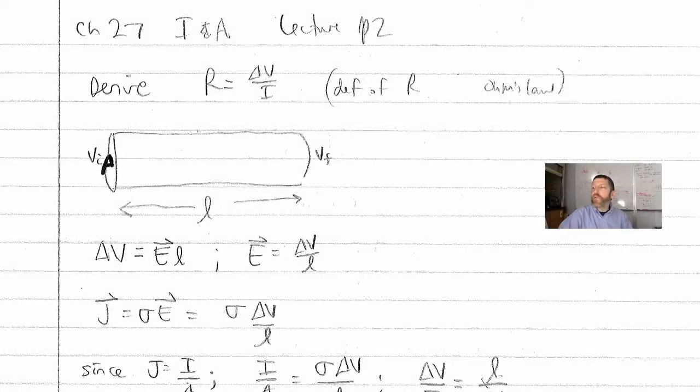Next up, we are going to derive the definition of resistance. Now, this is what you have probably used last year and is very commonly called Ohm's law. I equals delta V over R. That is what we're about to derive right now.